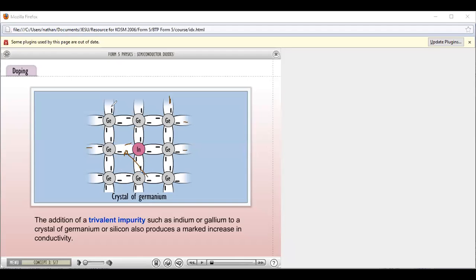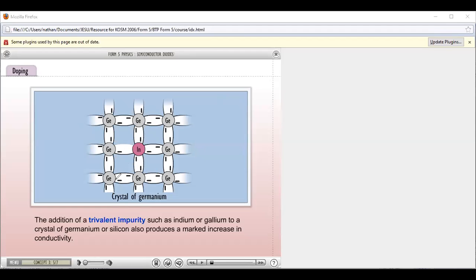When the electron fills up this area, it creates a positive hole here. So the indium atom lacks an electron, so it accepts an electron from the neighboring semiconductor atom. That's why we call it an acceptor atom, meaning it accepts electrons. It only has 3 valence electrons, so it's something like there's a vacancy here.